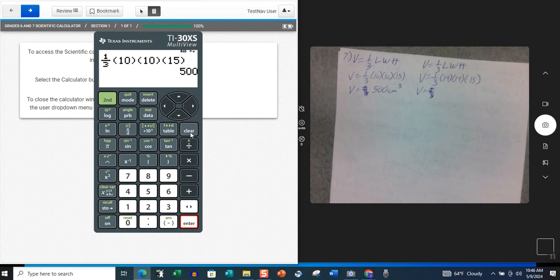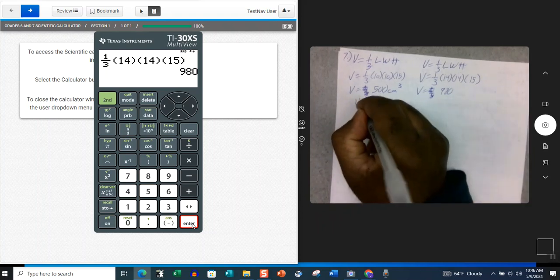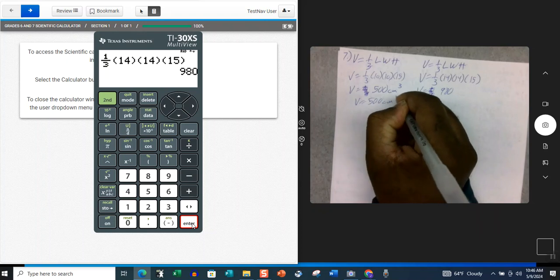Okay, so we would do N over D, 1, down arrow, 3, right arrow, open parenthesis, 14, close the parenthesis, open parenthesis, 14, open parenthesis, and then 15. And we'll press enter. So then the volume is approximately 980. Let me rewrite this, because I had made a mistake.